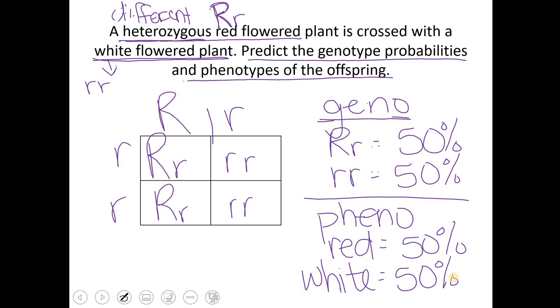Remember, these Punnett squares don't show you that they're going to have 4 kids and 2 of the kids are going to have red flowers and 2 of the kids are going to have white flowers. It's just a chance that every single time these 2 plants reproduce and have offspring, there is a 50% chance that their offspring will have red flowers and a 50% chance that their offspring will have white flowers.